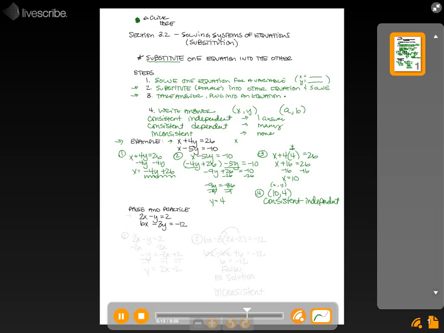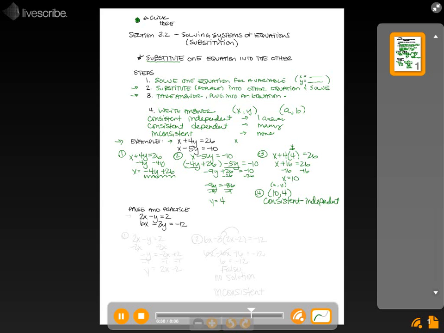I've got a pause and practice problem for you here. It is 2x minus y equals 2, and 6x minus 3y equals negative 12. Pause the pencast, work it out, unpause it, and check your answer. Alright, now that you have worked it out, let's work it out together.